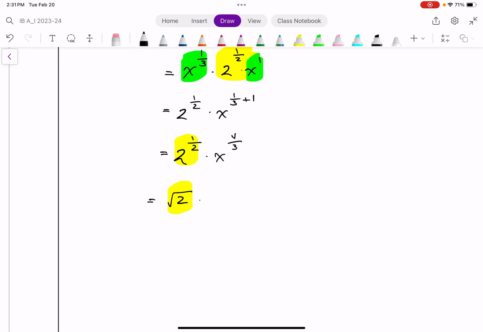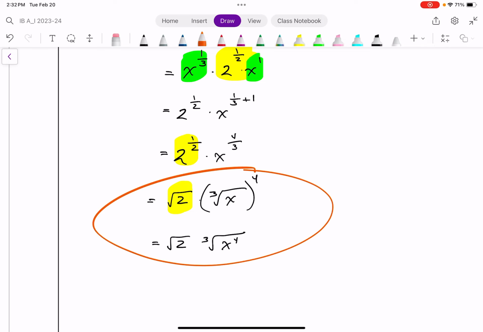And x to the 4/3 means, again, the cube root of x all to the power of 4. Or I could write it like this, the cube root of x with the power of 4 in there. These are both good, both the same thing. And notice my answers, I don't have any exponents that are fractions.